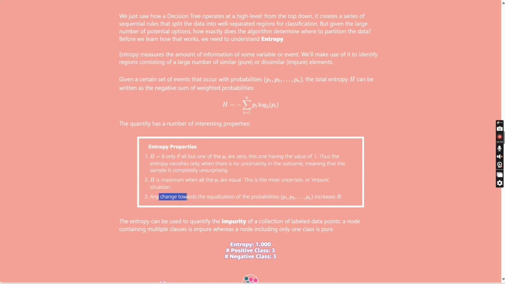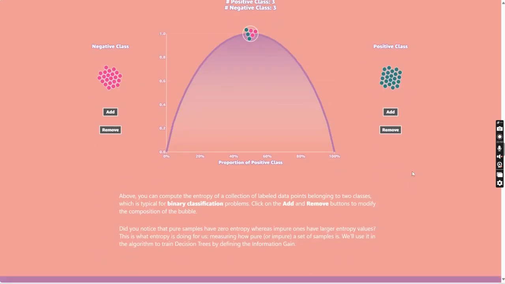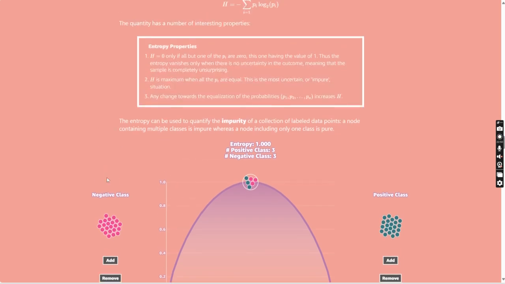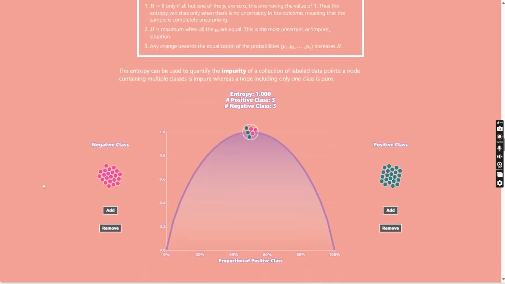The third thing is that any change that equalizes the probabilities, adding data points equally to that split, increases entropy. Let's say 33% of the data was already there, 10 data points each. If you add 1 additional data point to all three, entropy increases. You can visualize it like this. This is a very important concept that the interviewer will keep asking you. No matter which interview I have faced, at least 80% of them have asked me this question.